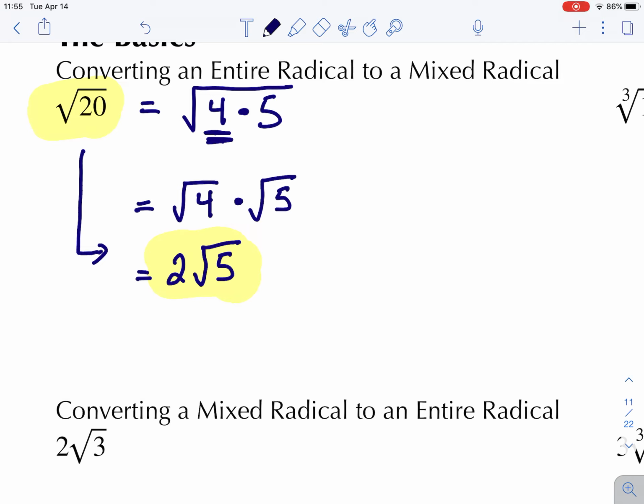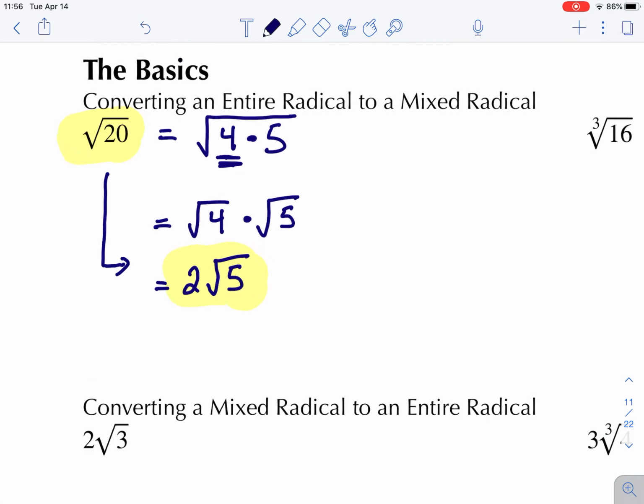What we did there was we made something called the simplest form of the radical. So the square root of 20 in simplest form is 2 square root 5.